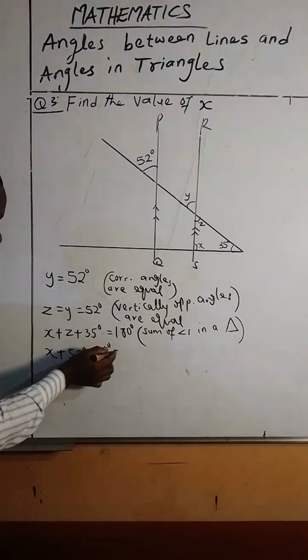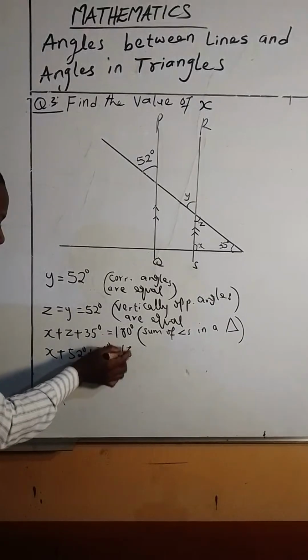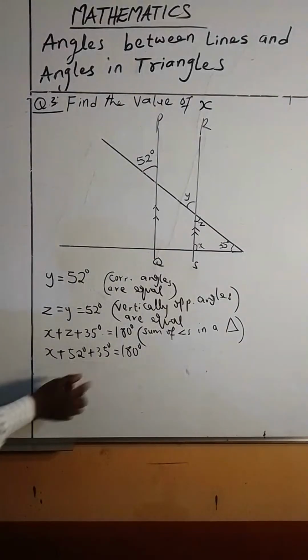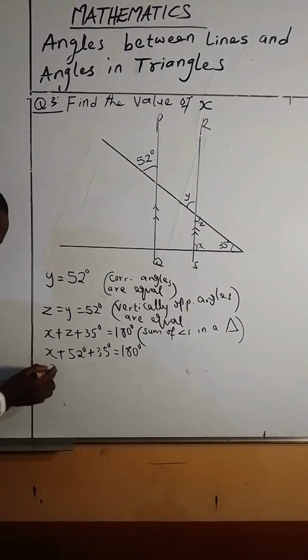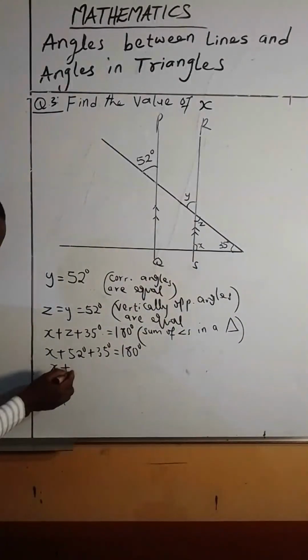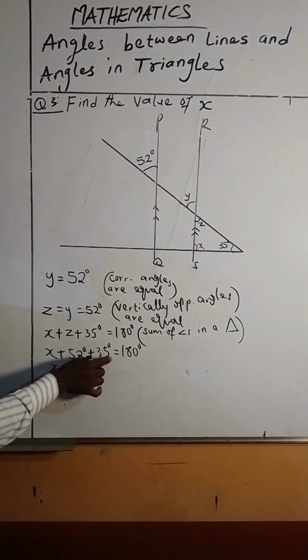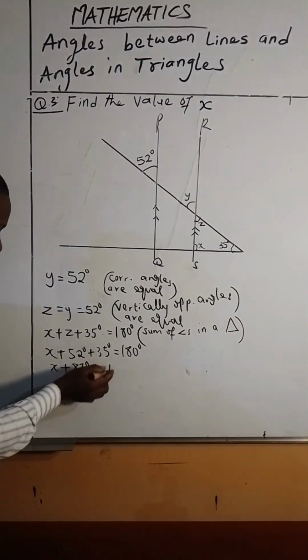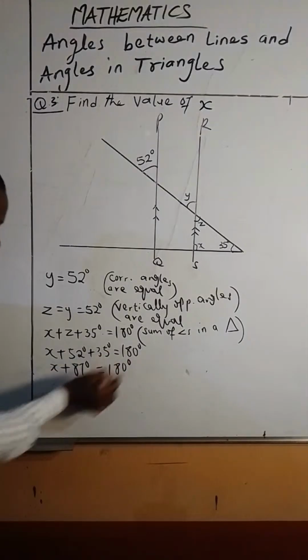35 degrees equals 180 degrees. If we add these two together, we have x plus 50 plus 30, that's 87 degrees, because 2 and 5 will give us 7. That's why 87 degrees equals 180 degrees.